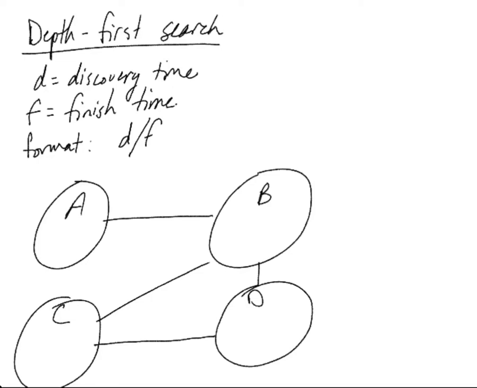We've talked about breadth-first searches. Let's talk about depth-first searches, which have their own set of interesting properties. We have not just a distance d now. We're going to change d a little bit, and it's going to be the discovery time. And we're going to use a value f, which is called finish time. And we're going to store those in the vertices in the format d/f. We'll see what I mean in just a minute.